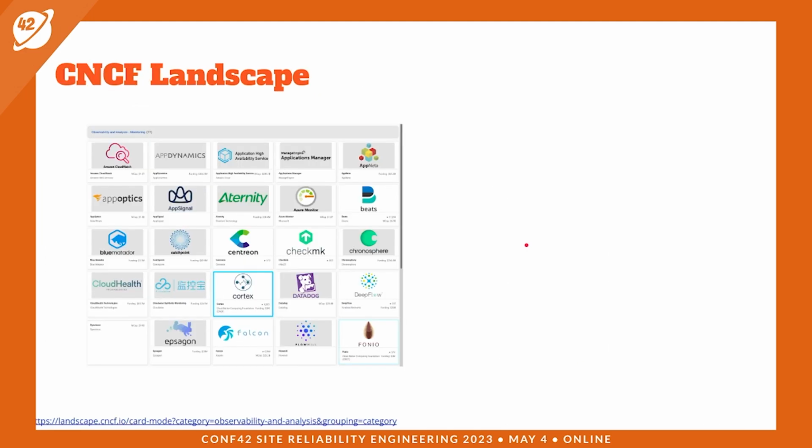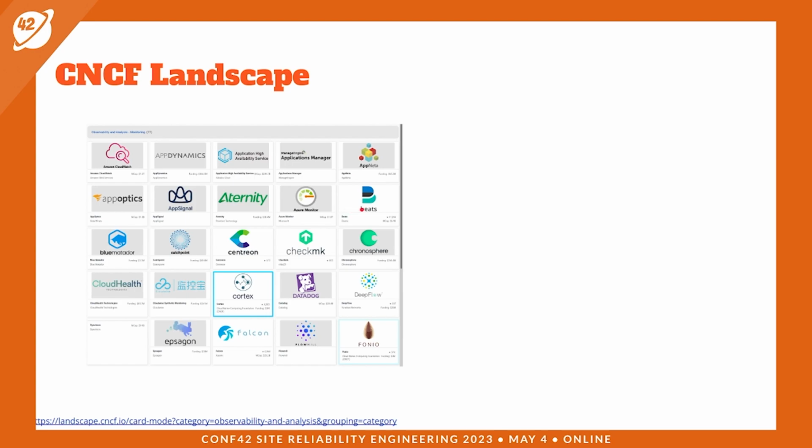Now let's look at the CNCF landscape. It has a huge number of tools for observability and monitoring. Here we also have the tools every cloud provider has enabled today. So we have Amazon CloudWatch, AppDynamics, Application Availability Service, Application Manager, AppDynamics, AppOptics, AppSignal Alternative, Azure Monitoring Bits.